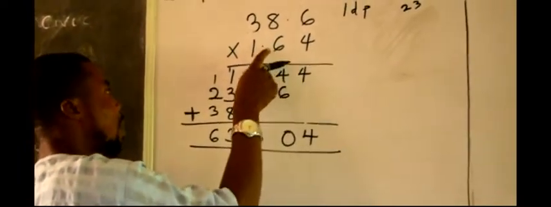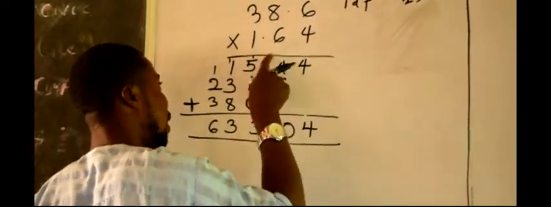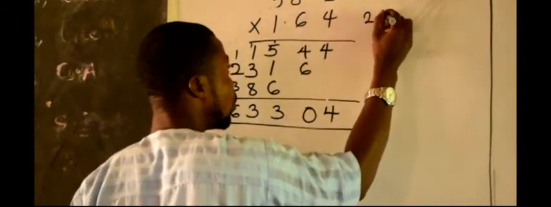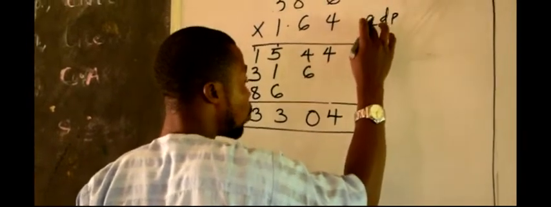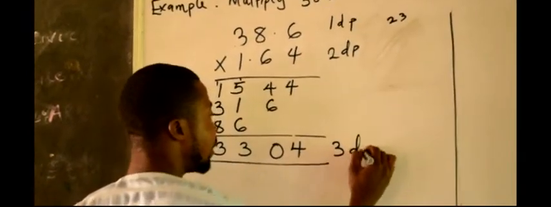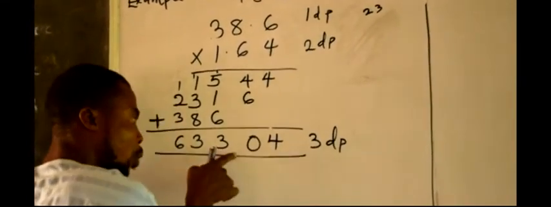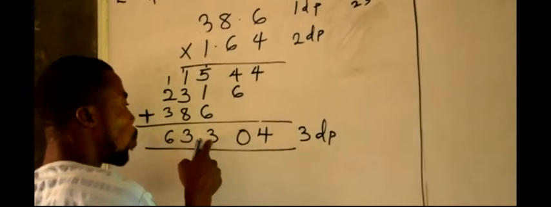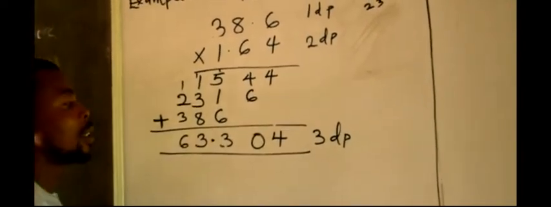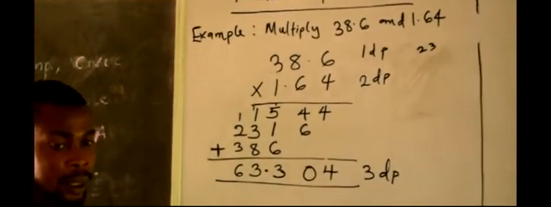How many decimal places here? We have 2. Meaning how many numbers are we going to count before our decimal? That is 2. We have 2 decimal places. If you add it together, 1 decimal plus 2 decimal will give us 3 decimal places. So if you now want to put your 3 decimal places here, you count 3 numbers. 1, 2, 3. You now put your decimal here. That is the answer.